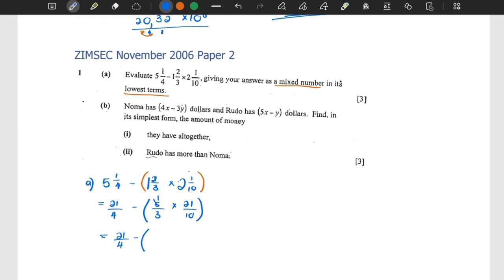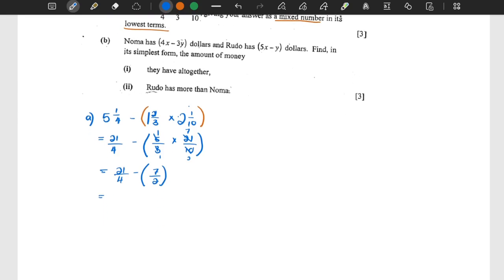5 into 5, 1. 5 into 10, that's 2. 3 into 3, 1. 3 into 21, that is 7. So that's going to give us 7 over 2. Right? So now we have 21 over 4 minus 7 over 2.